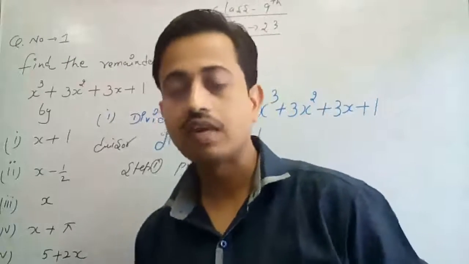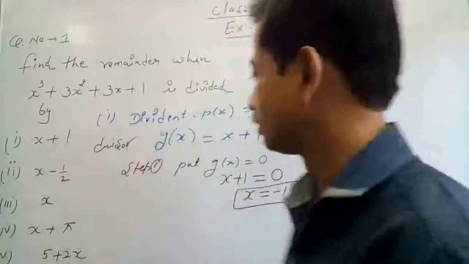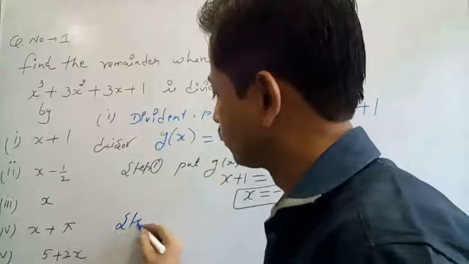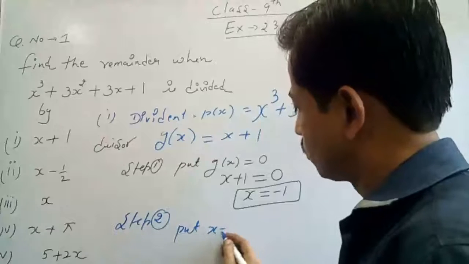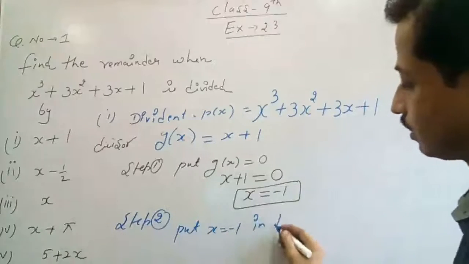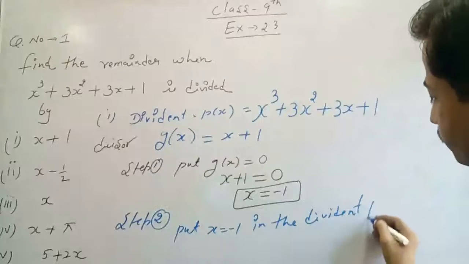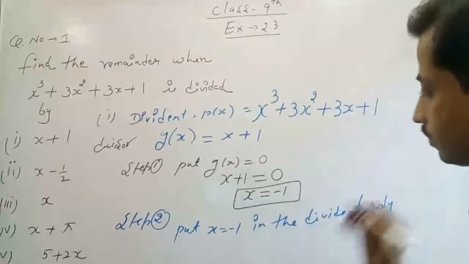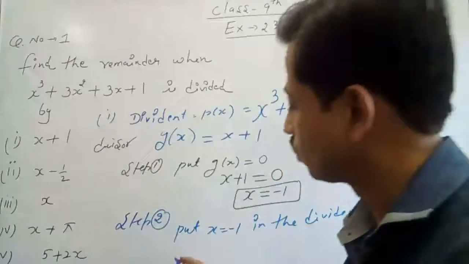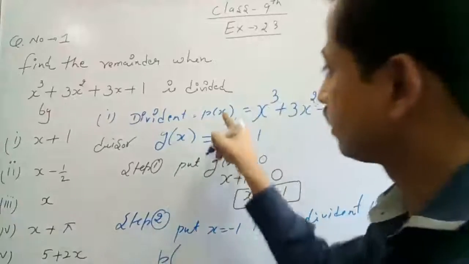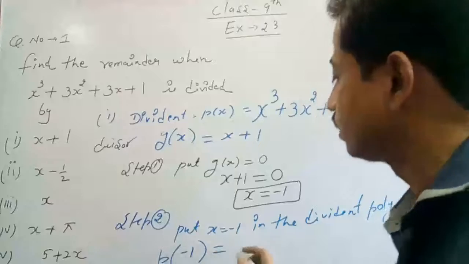And what is the next step? We have to put x equal to minus 1 in the dividend polynomial. Step 2, put x equal to minus 1 in the dividend polynomial. What is the dividend polynomial? This one is your dividend polynomial. So we have to find p of, what is the value of x? Minus 1. Now put all these values.